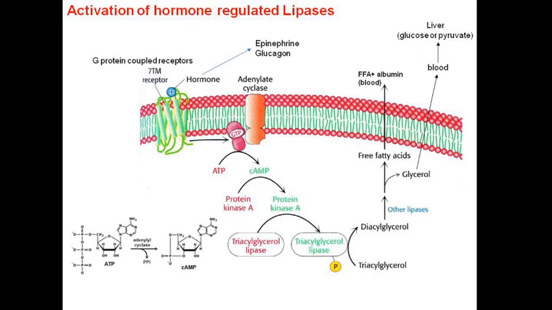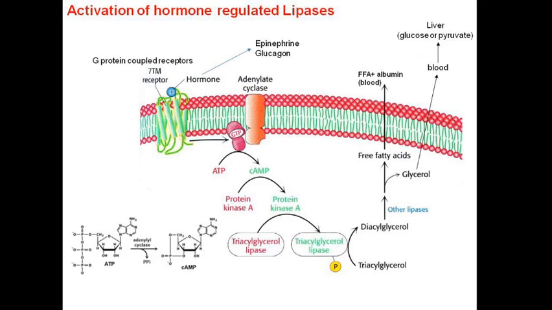What these hormones will do is go and bind to specialized receptors which are present on the membrane of the adipocytes. These receptors are called 7-TM receptors, or 7 transmembrane receptors. These receptors are special because they are G protein coupled receptors. So there is a G protein associated with these receptors towards the cytosolic side of the receptors.